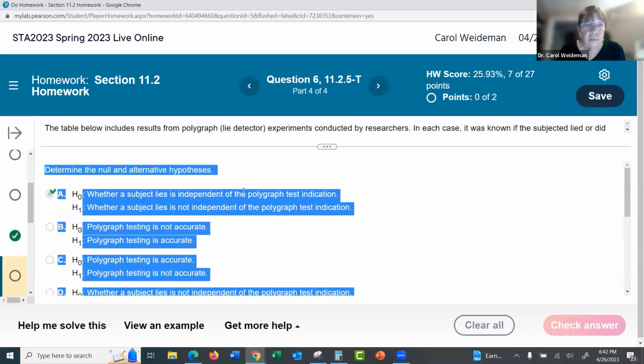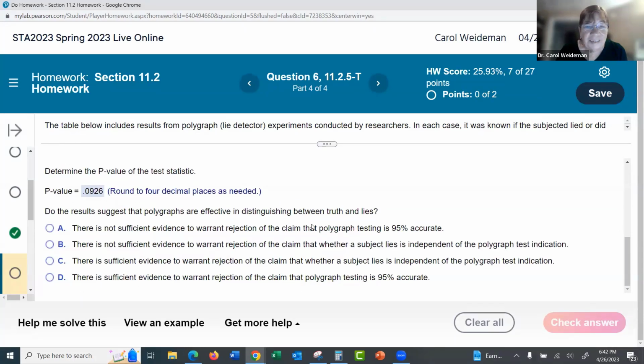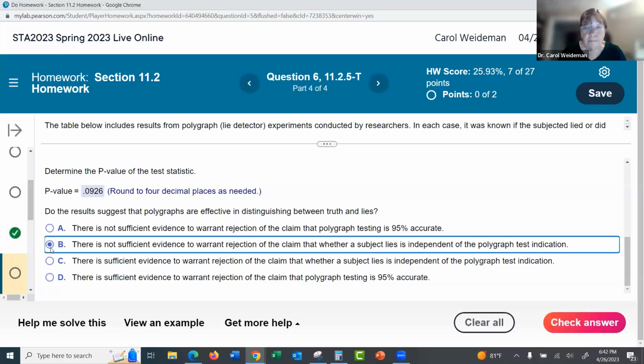Let me see. Sorry, I was trying to get my tools out of the way so I could see the answers. There's not sufficient evidence to warrant rejection of the claim that polygraph testing is 95% accurate. Wrong. We don't do anything like that. We're only testing whether the two variables are independent. There's not sufficient evidence to warrant rejection of the claim that whether a subject lies is independent of the polygraph indication. That's the right conclusion. Okay, everybody see that? Then we'll just check it, make sure we got it right.